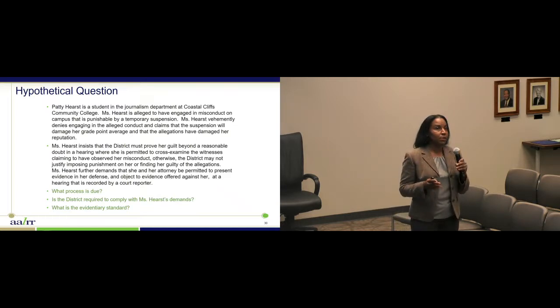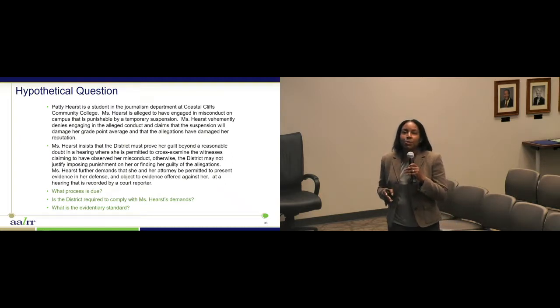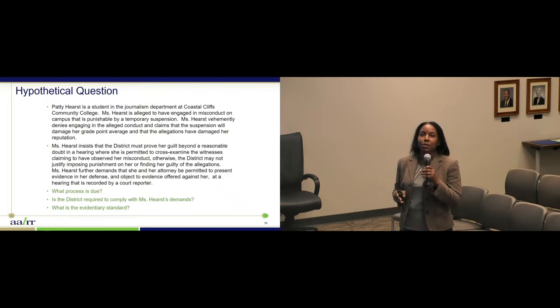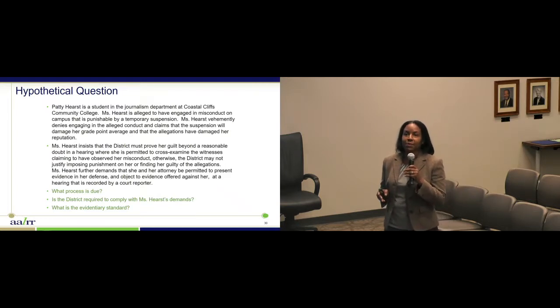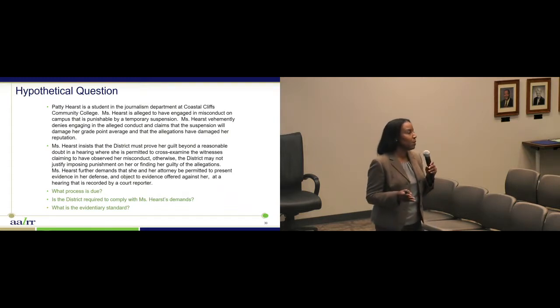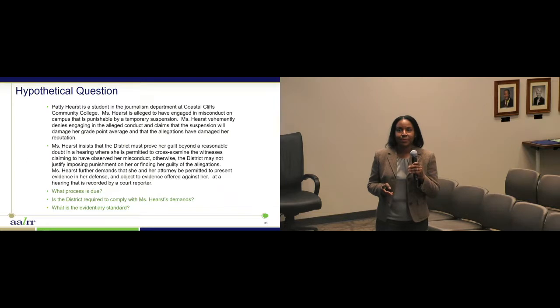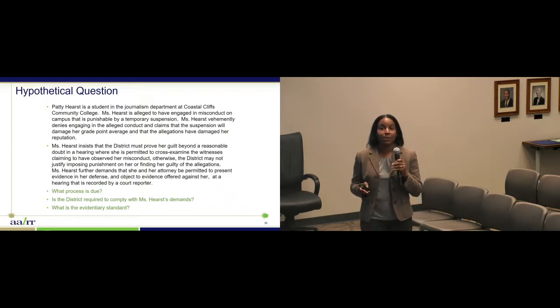And the district's thinking, okay, I got like a whole lot of other things to do besides deal with you, Ms. Hearst, but we're going to consider this. Ms. Hearst demands that she and her attorney be permitted to present evidence in her defense and object to evidence offered against her at a hearing that's recorded by a court reporter. So also, who's going to pay for the court reporter? Who's going to lawyer up? So, and then what process is due? Is the district required to comply with Ms. Hearst's demands? And what is the evidentiary standard?